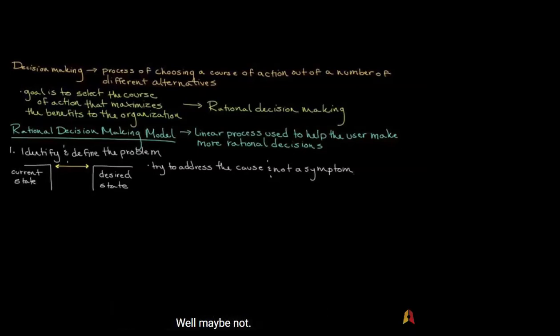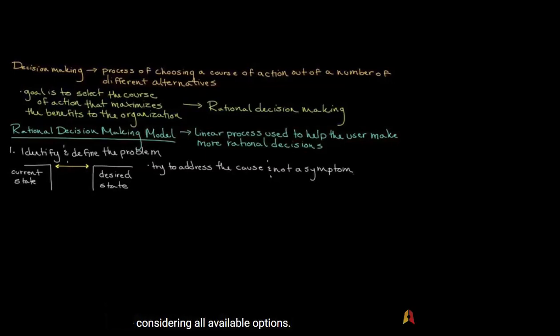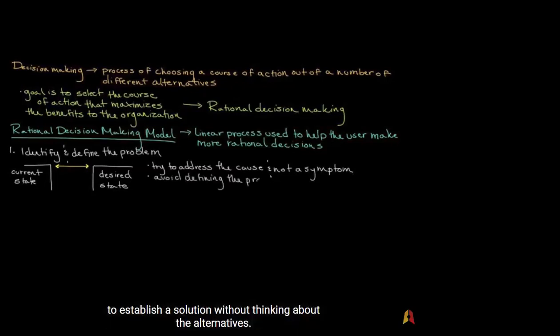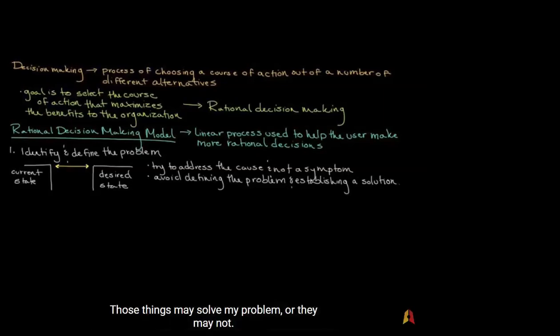Well, maybe not. What I'm demonstrating here is that we often make decisions too quickly and also without considering all available options. What often happens is we attempt to define a problem, which is good, but we also attempt to establish a solution without thinking about the alternative. Maybe I could have a room added on to my existing home, or even place some unused items in storage to free up space. Those things may solve my problem, or they may not.